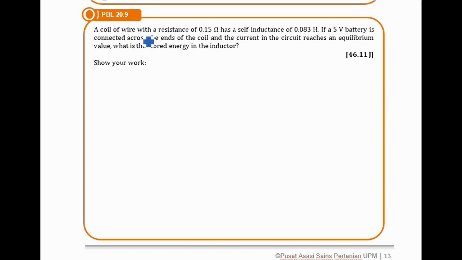Okay, PBL 20.9. A coil of wire with a resistance of 0.15 ohm has a self inductance of 0.083 Henry. If a 5 volt battery is connected across the ends of the coil, the EMF, and the current in the circuit reaches an equilibrium value, what is the stored energy in the inductance? So again it asks to calculate energy.